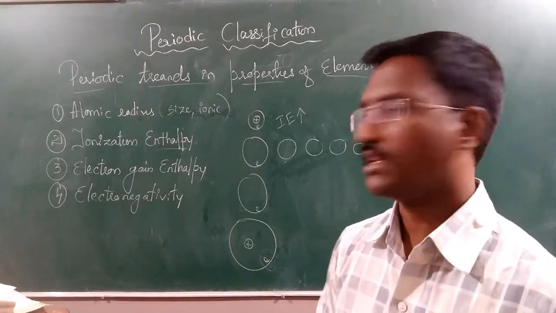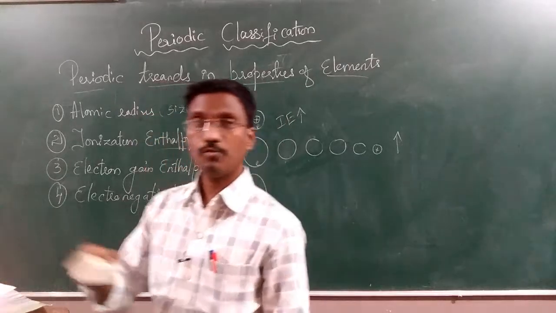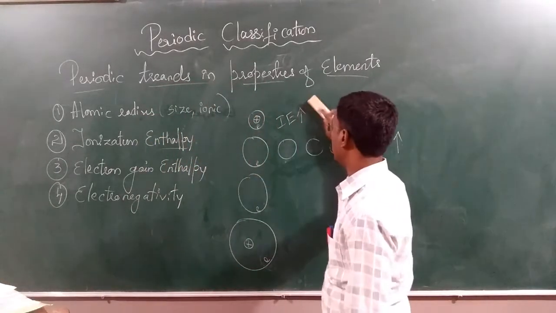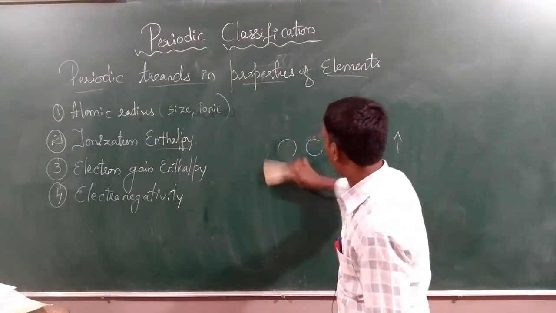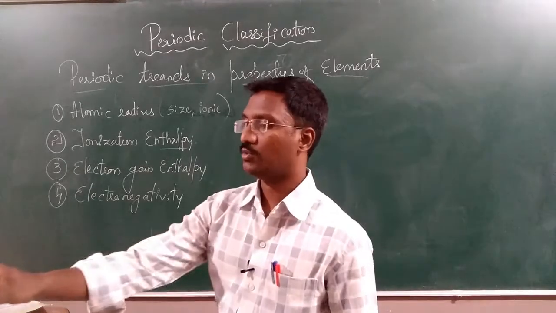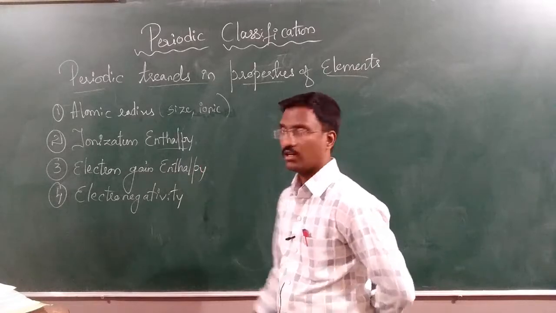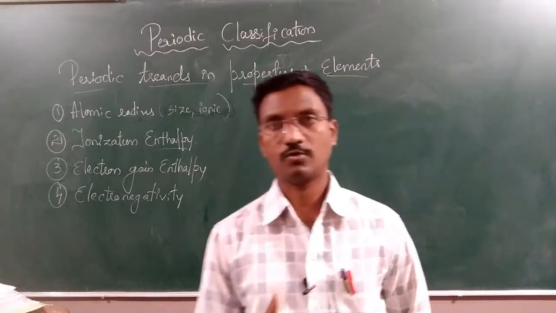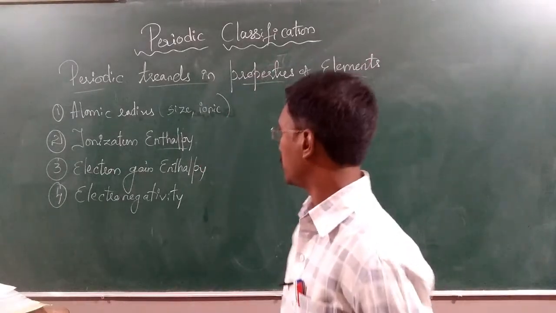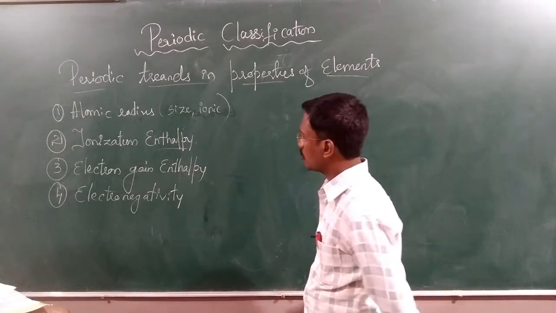This is very simple. The definition is important, and for 2 months, or at least for 1 month, you may get the definition. For 2 months you may get asked to explain the trend or give the variation of ionization enthalpy across the period and down the group. So you should be capable to explain this one. And these two are very simple because we have learned them in high school.